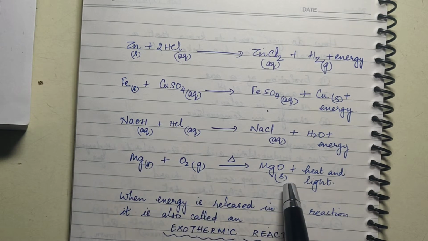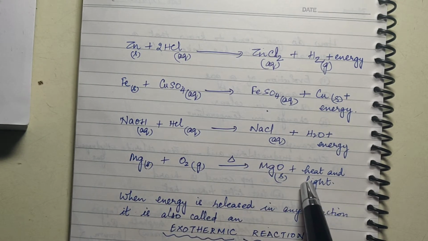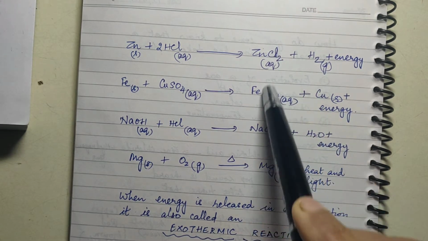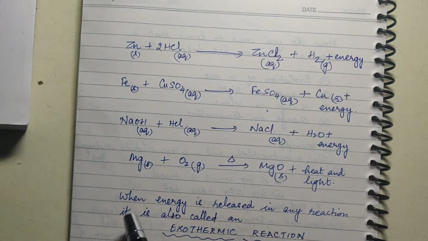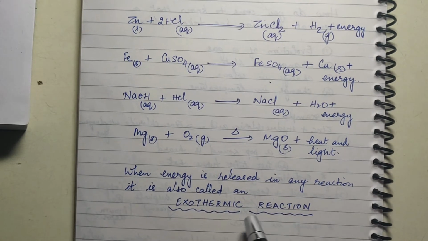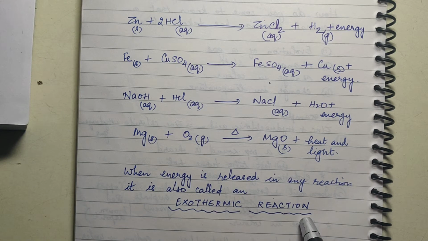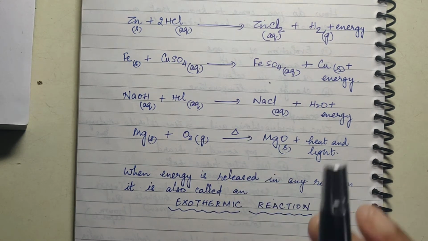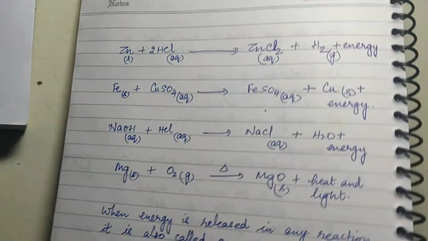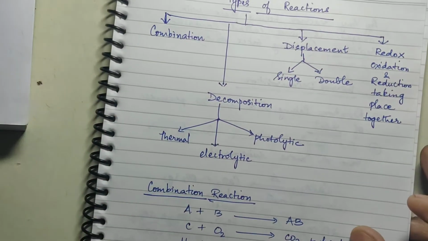Then magnesium plus oxygen turns magnesium oxide, and in this you get brilliant white light produced, and all these reactions are chemical reactions. And whenever energy is released in a particular reaction, then that reaction is called an exothermic reaction. Right? So this is a simple note about how you understand that a chemical reaction has taken place.